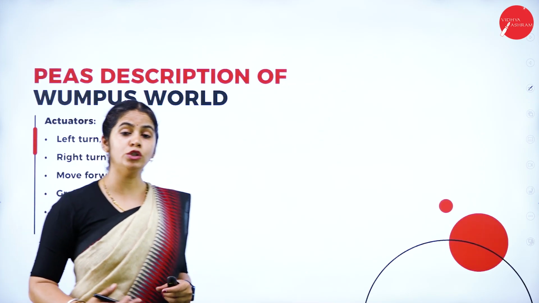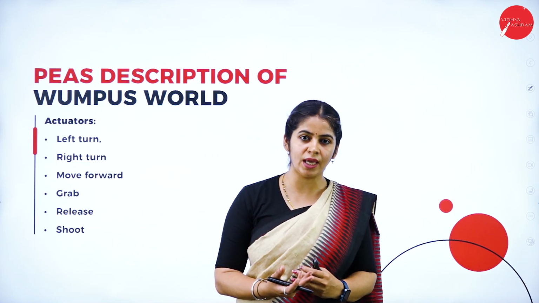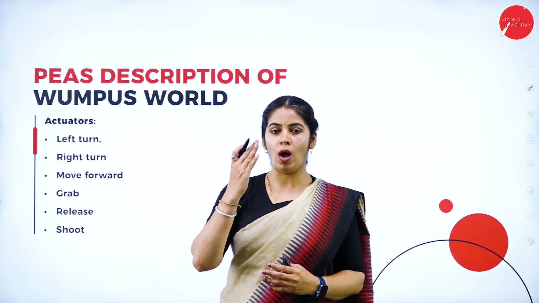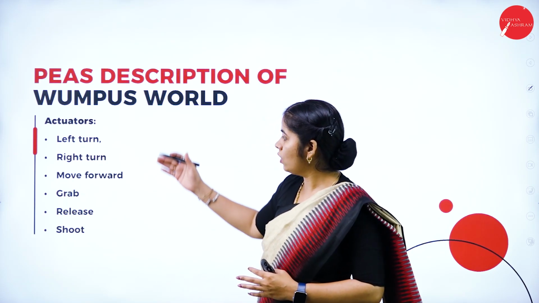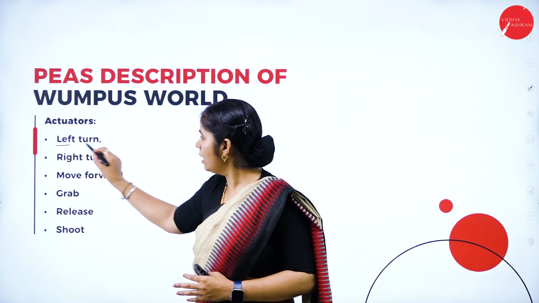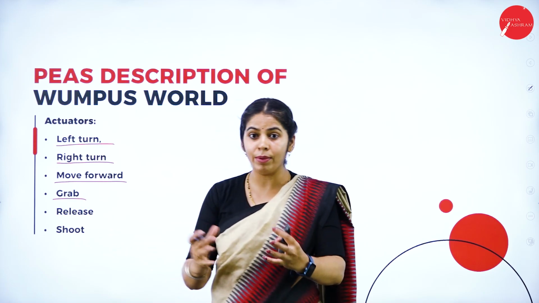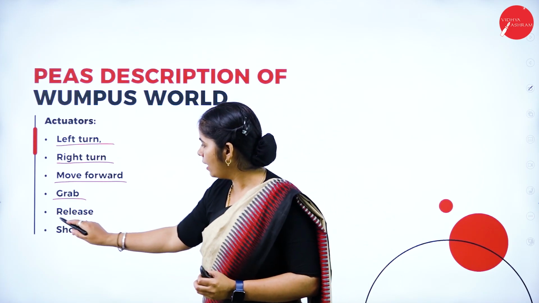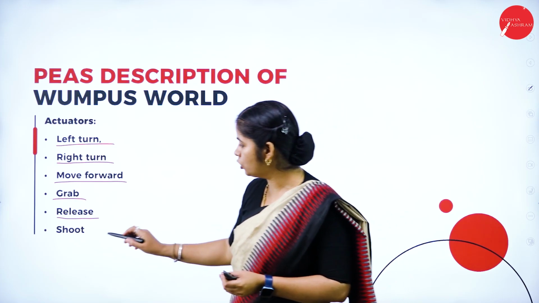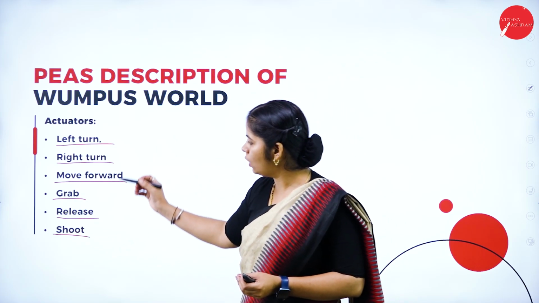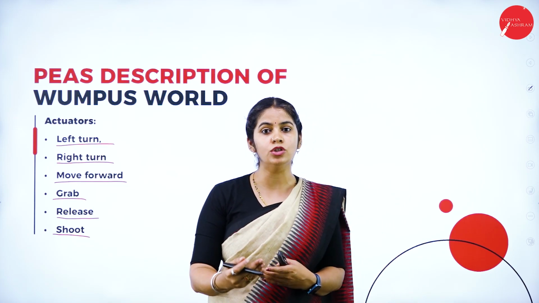Coming to the actuators. Actuators are nothing but the actions the agent can take, right? He can move up, right, left, and down. So these are the actuators: turn left, turn right, move forward, grab the gold, and release. We can release the arrow, that is, shoot the arrow. So these are all the actions the agent can take.